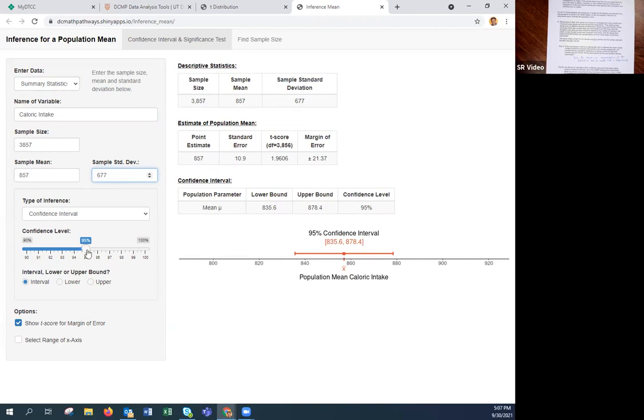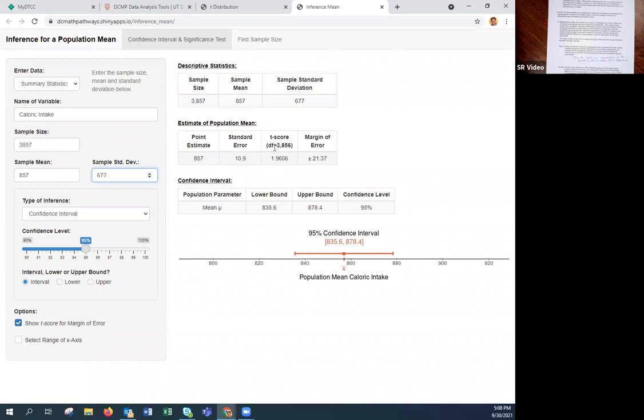We want 95% confidence. So again, here's the summary of all the information we need. Sample size 3,857, sample mean was 857, standard deviation 677. That's just reiterating what you typed in there. The point estimate is always your sample mean, that's X bar. And from X bar, we're going to add and subtract this margin of error to produce this confidence interval. The margin of error, remember, is calculated as your standard error, standard deviation divided by the square root of your sample size, times your t-score. The t-score comes from the t-distribution.